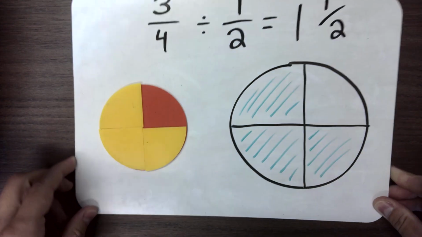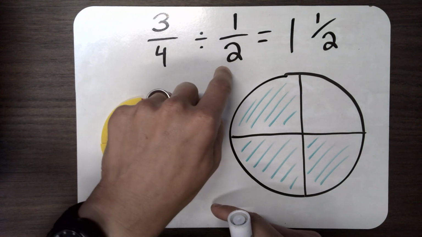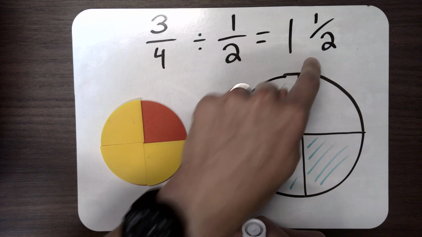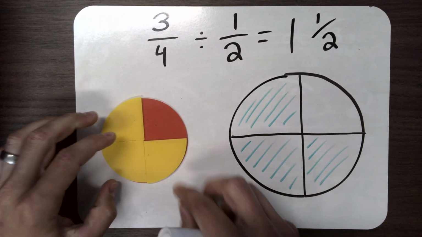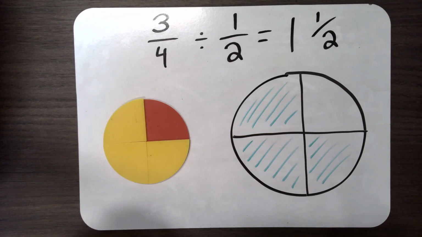So now we'll look at fraction divided by fraction, where we have a fractional quotient. In this case, we're going to have a mixed number. So here we have 3/4 divided by 1/2. We're going to show why that's equal to 1.5. So 3/4, again, that's our dividend, that's our starting amount. So we're starting in this concrete model. We're going to do an area model for this one.